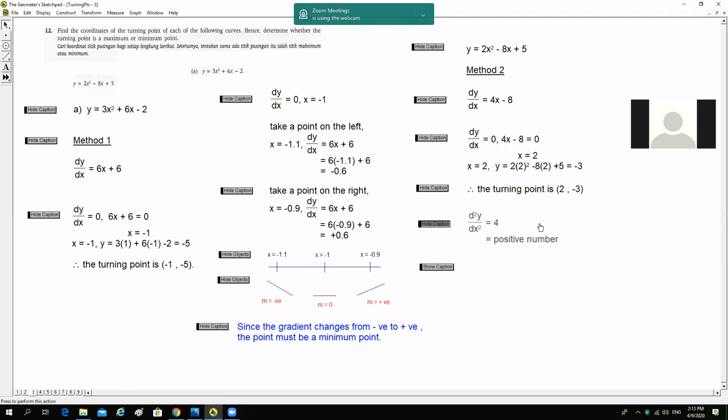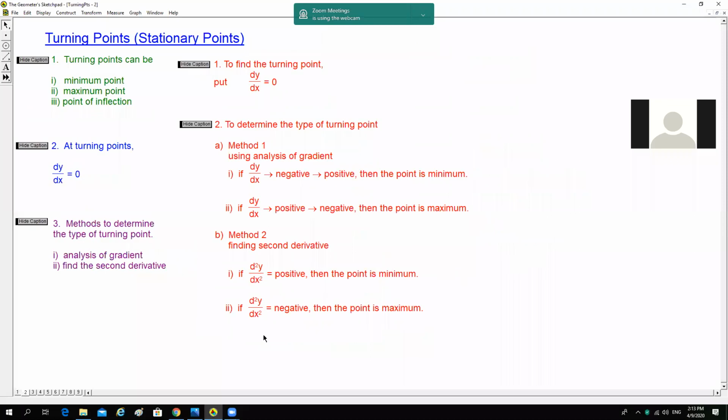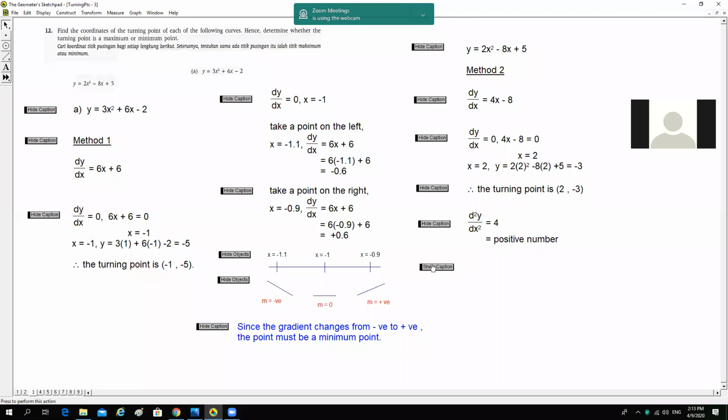Okay, so now I find d2y/dx squared. This one very easy. From the dy/dx, you find d2y/dx squared. And d2y/dx squared is a positive number. So, what can you say? d2y/dx squared is positive, so the point is minimum. So, the conclusion is minimum point.